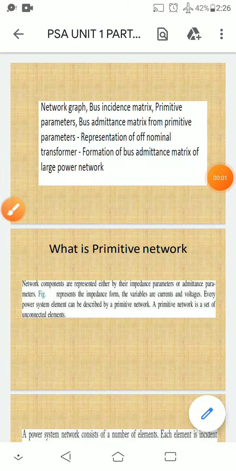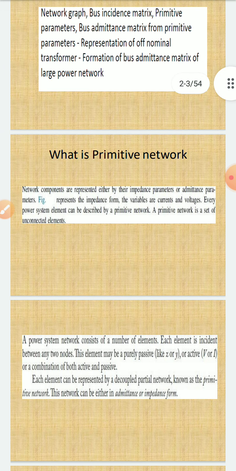Good morning students. Today we are going to discuss network graph, bus incidence matrix, primitive parameters, bus admittance matrix from primitive parameters, representation of off-nominal transformer, and formation of bus matrix of a large power network. Next, what is a primitive network?